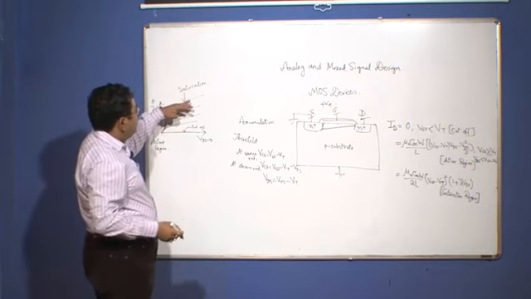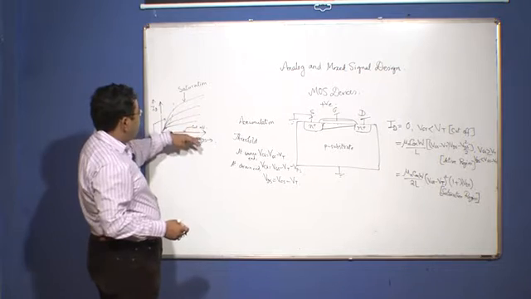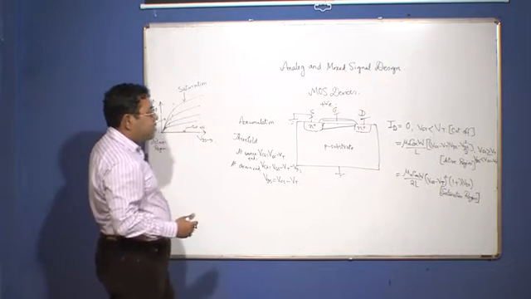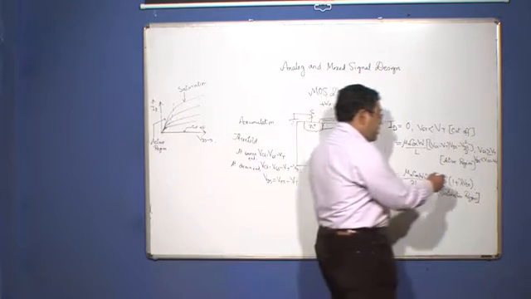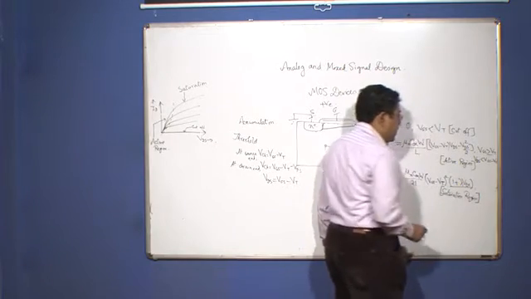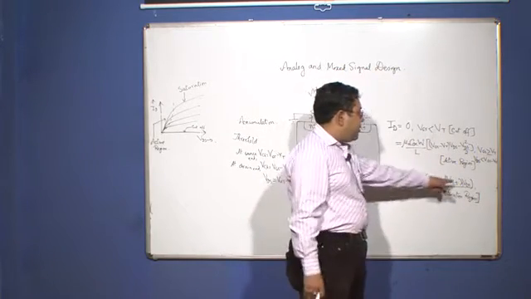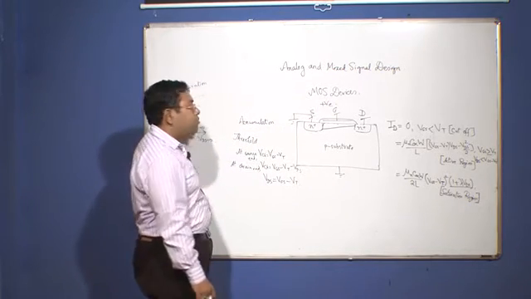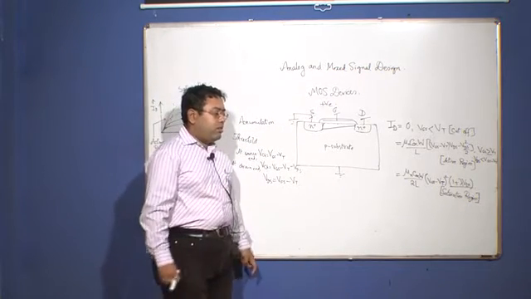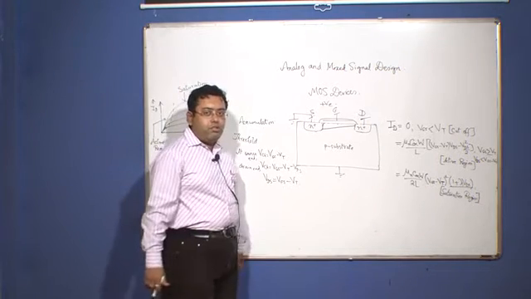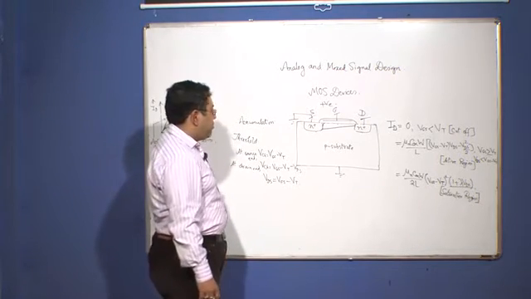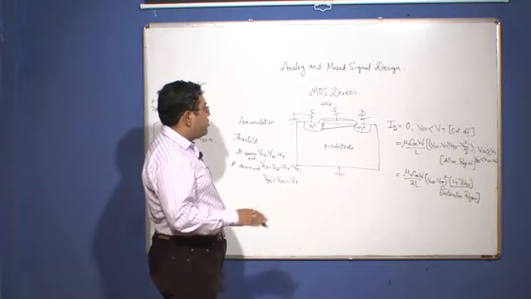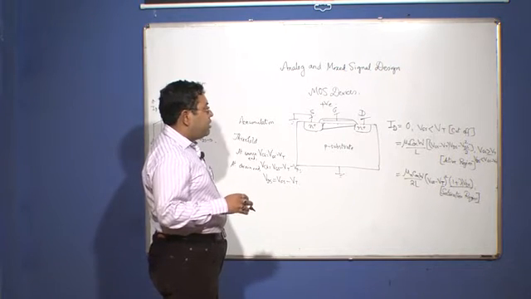So this non-zero slope with respect to the voltage axis is compliant with the 1 plus lambda VDS term in this equation, where lambda is the channel length modulation index, which is also the slope of this transfer IV characteristics over here. So this is all about the basics of MOS devices.